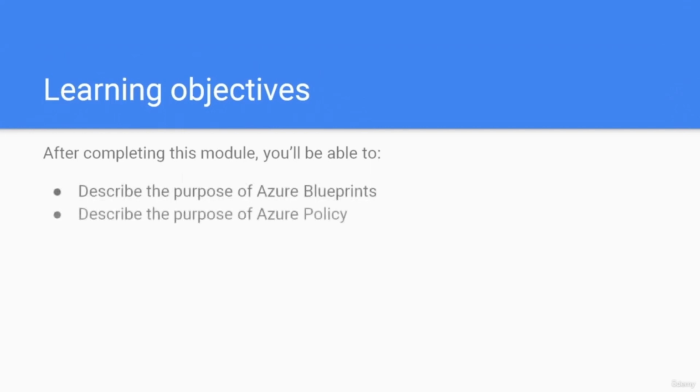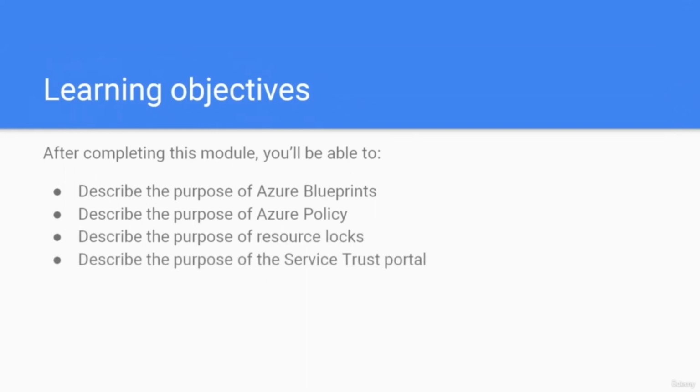The learning objectives: after completing this module, you will be able to describe the purpose of Azure Blueprints, describe the purpose of Azure Policy, describe the purpose of resource locks, and describe the purpose of the Service Trust Portal.